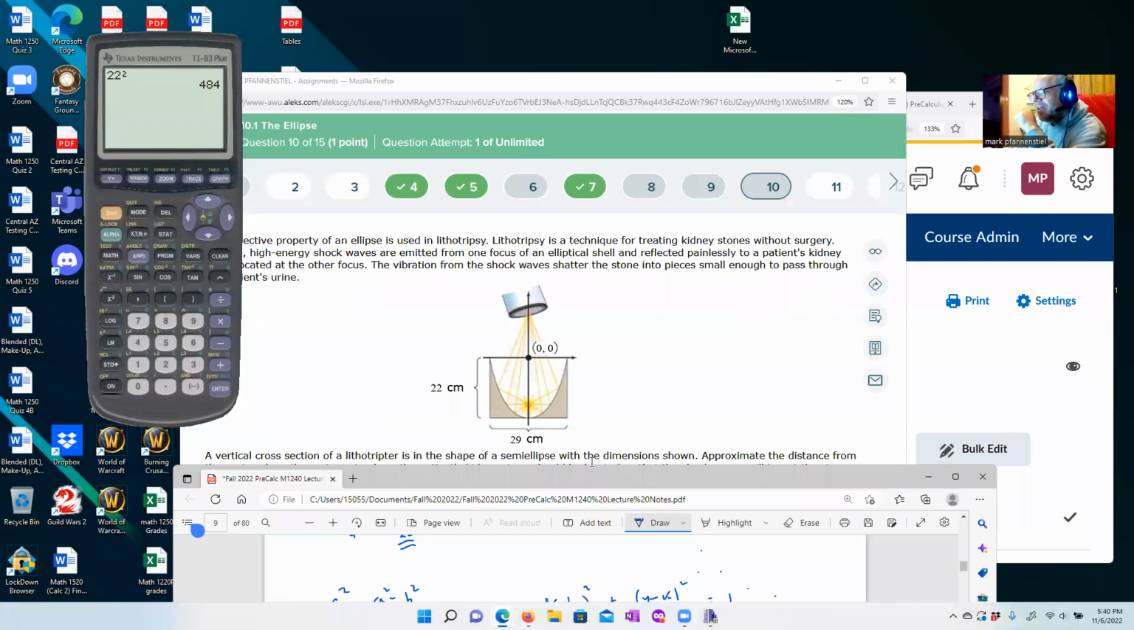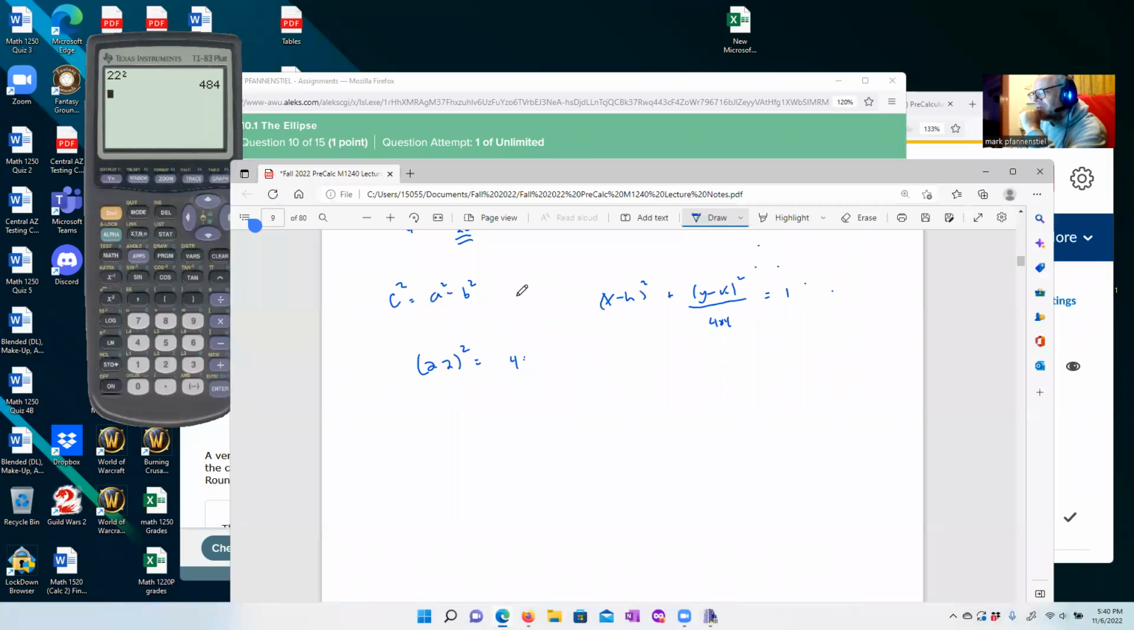For the minor axis, we go from end to end, which is 29. That's the diameter of the minor axis, so we do 29 divided by 2, which is 14.5. To write this in the equation, we need the radius of the minor axis squared. So we square that, and you have 210.25.